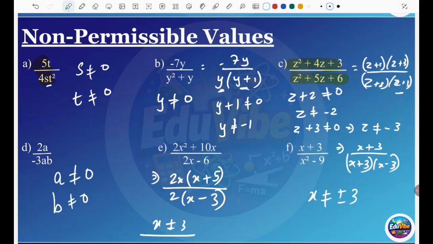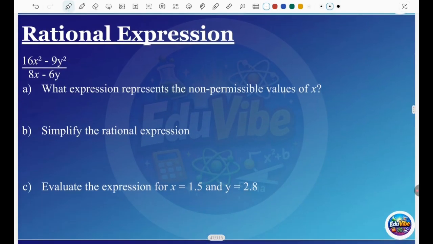In every question, sometimes they give you the MPVs, and sometimes if they do not give them, you have to mention them. Stated or not stated, you have to give the MPVs. So we have a rational expression question, and this is how we can solve such questions. This is the rational expression given to us. In the first part, we have to represent the MPVs, so we have to state any MPV. First we have to simplify this.